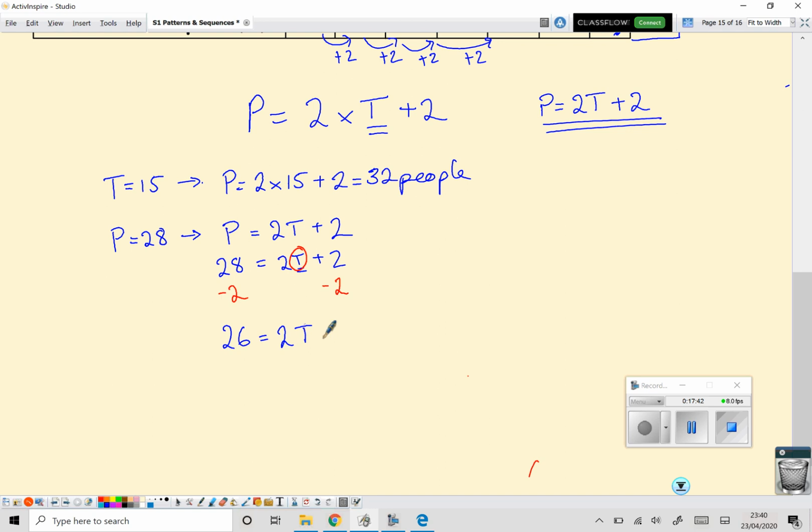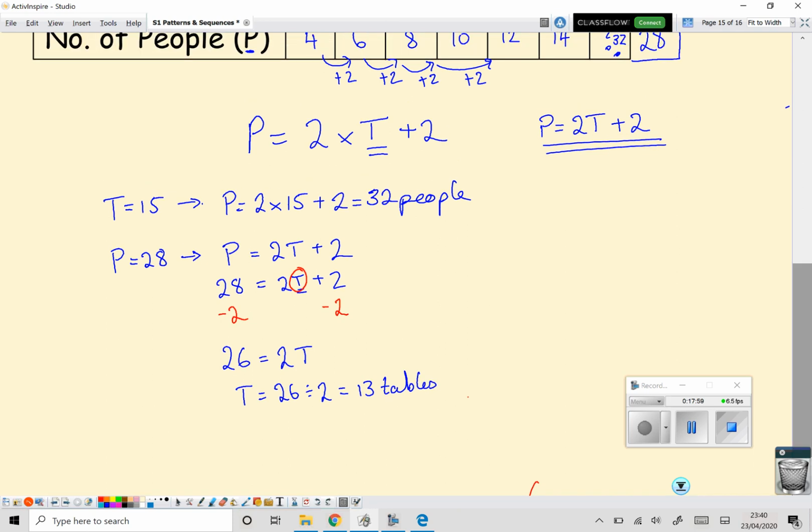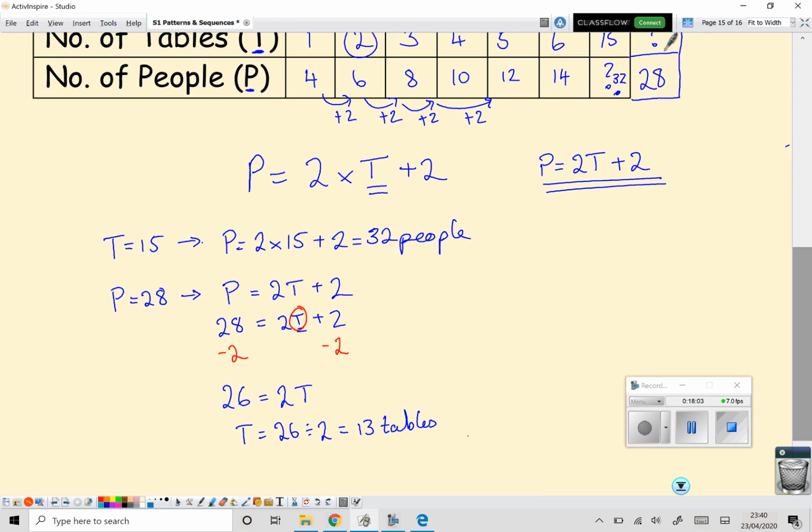Now that's what 2t is equal to, so 1t must be equal to 26 divided by 2, and we get 13, and that's 13 tables. Okay, so if we've got 28 people coming, then we would need 13 tables. So that would be that value in there.